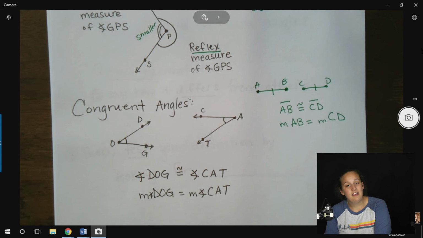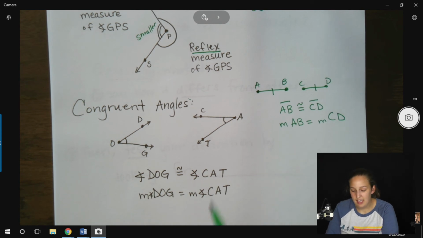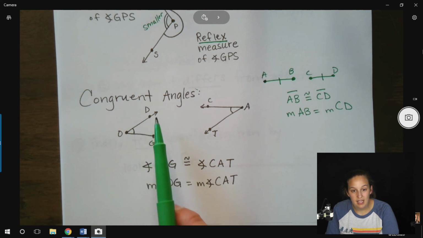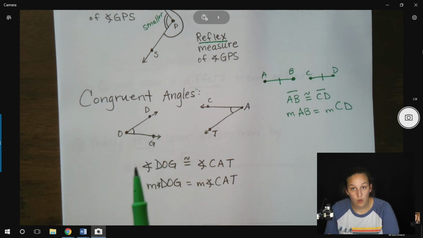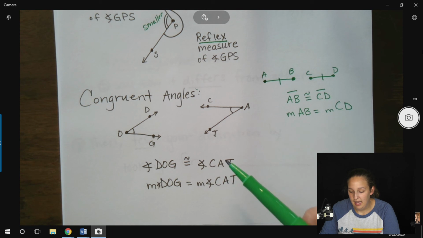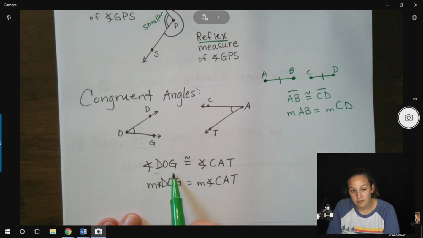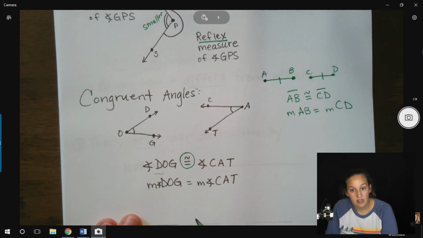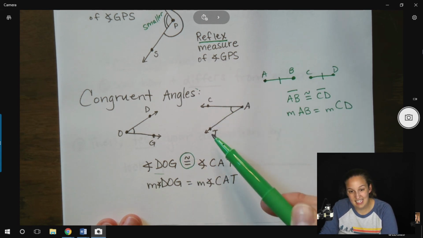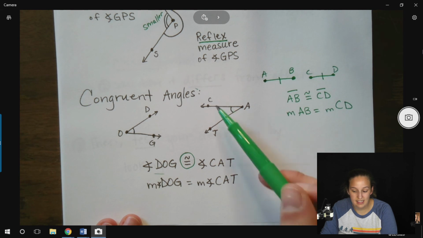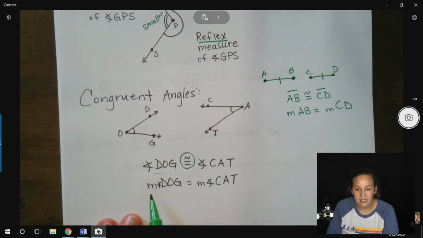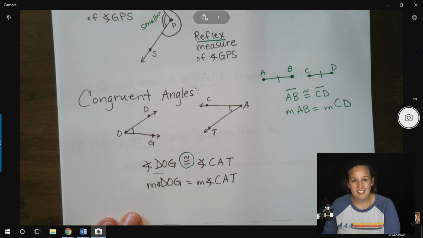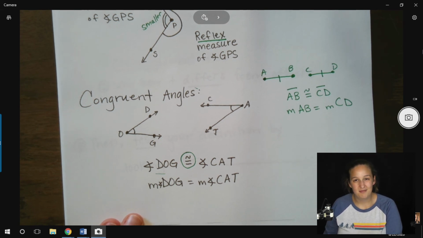The same exact thing applies for angles. So in this case, if you're going to label these, this would be DOG or GOD. That angle is then congruent. Remember, we're going to use this congruent sign? Congruent to CAT or TAC. Or you can say that the measure of the angles are equal to each other. Both cases, that's what we're talking about when we say congruence. All right.